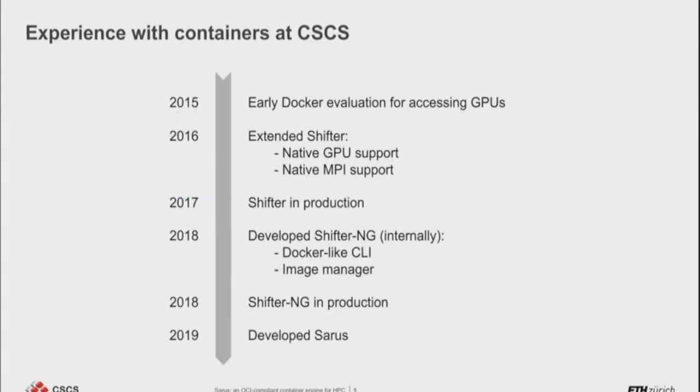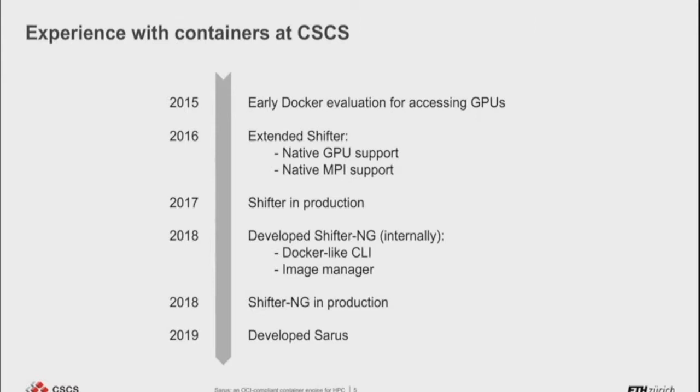So we have been tinkering with containers at CSCS for quite some time now. We started in 2015 with an early Docker evaluation for GPUs. Then in 2016, we decided to work on Shifter, and we extended it by giving it the possibility of obtaining native performance from GPUs and specialized MPI implementations, and we deployed Shifter in production on our flagship system, Piz Daint, in 2017.